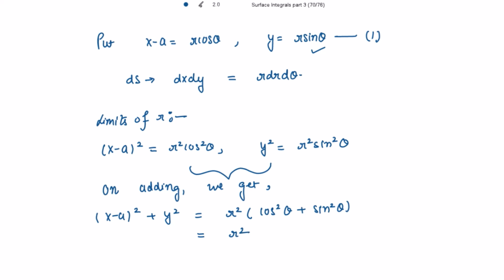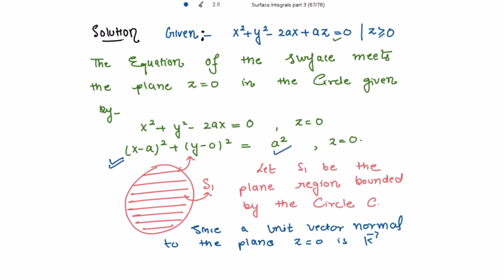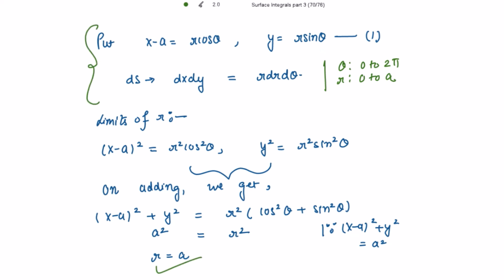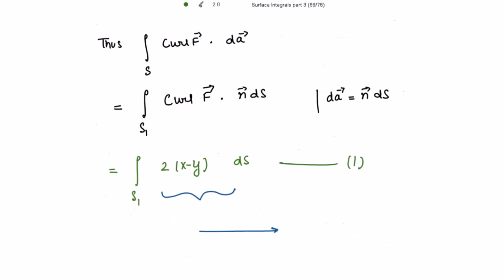And from the equation of the circle, this is equal to a square. Yes, so this is a square, because x minus a whole square plus y square is equal to a square. So from here we get r equal to a. Theta varies from 0 to 2 pi and r will vary from 0 to a. So let's put all these details into this surface integral.